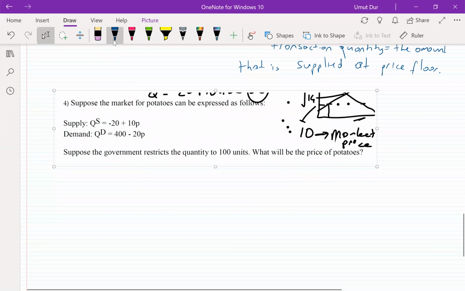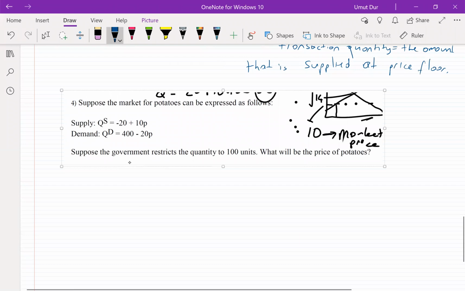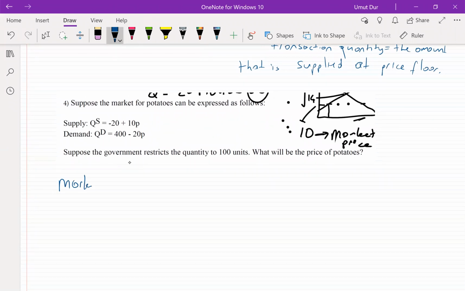Perfect. So let's continue here. Can you see this new screen, the screen that I was writing on before? Okay, perfect. So now we are working on question 4. We are given the supply and demand. Again, let's forget about the rest of the question and find the market equilibrium, which will be quantity supplied equal to quantity demanded.